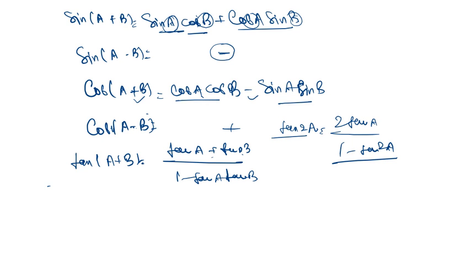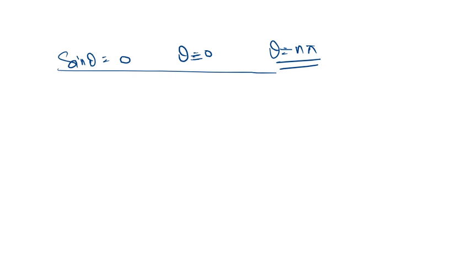One more thing I want to tell you. We know sine theta is equal to 0 when theta equals 0, correct? Actually, we know this value only. But keep in mind theta equal to n pi is also possible. That means for all integer multiples of pi, sine will be 0. If n equals 0, it is 0. n equals 1 means sine pi is also 0, sine 2 pi is also 0, sine 3 pi is also 0.